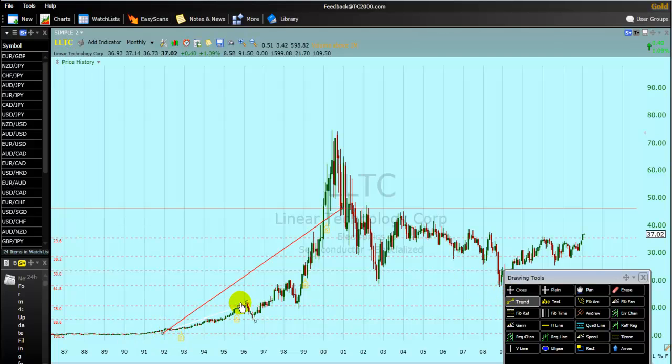From here to here, that's the first Elliott wave. From here to this level here, that's the second Elliott wave. And then we have, hold on a second, one. I have a reason why I'm saying one.